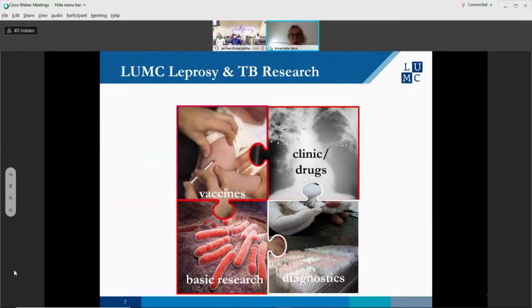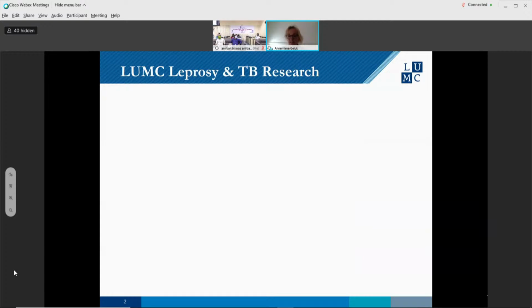First of all, at the LUMC, the Leiden University Medical Center in the Netherlands, we have a huge leprosy and tuberculosis research group. We focus our work on the development of vaccines and clinical drugs for tuberculosis, but also a lot on basic research, that is mycobacterial research, immunology on Mycobacterium leprae and Mycobacterium tuberculosis. But today I would like to focus only on the diagnostics, so the development of diagnostic tests.